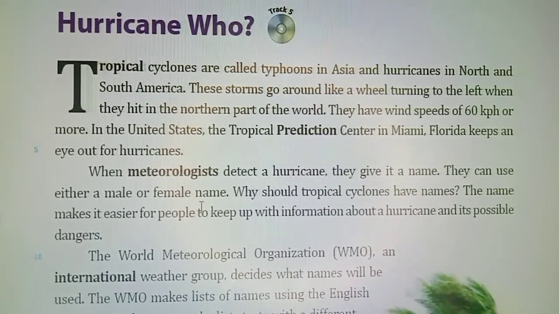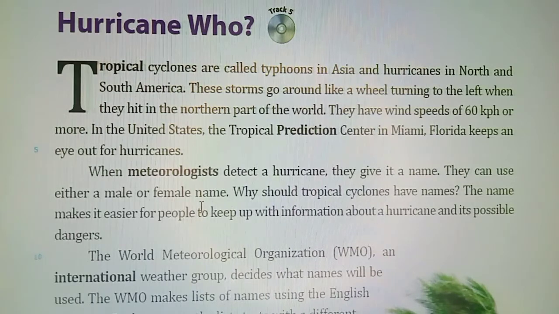Our passage today is Hurricane Who. Let's begin to read. Yeah. Tropical cyclones are called typhoons in Asia and hurricanes in North and South America. These storms go around like a wheel turning to the left when they hit in the northern part of the world. They have wind speeds of 60 kilometers per hour or more.